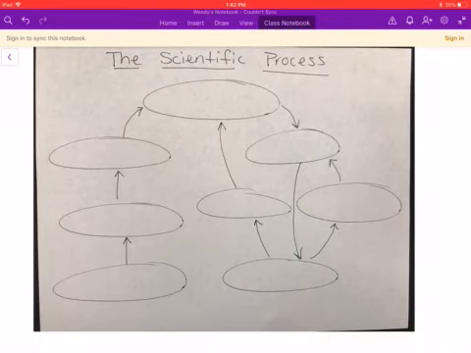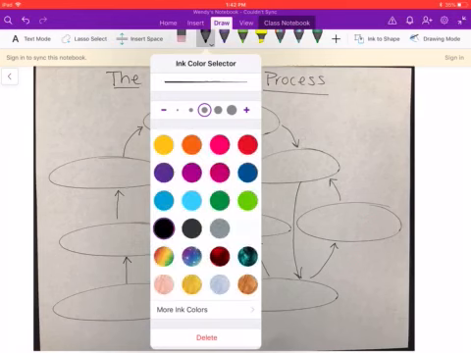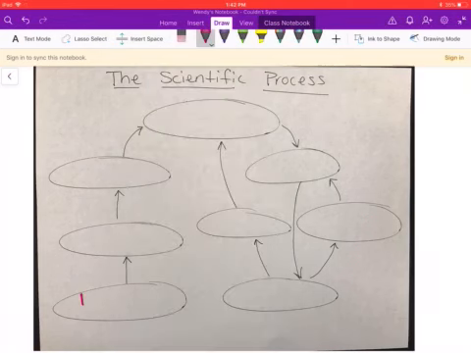Let's see if it's going to let me write on this. There we go.